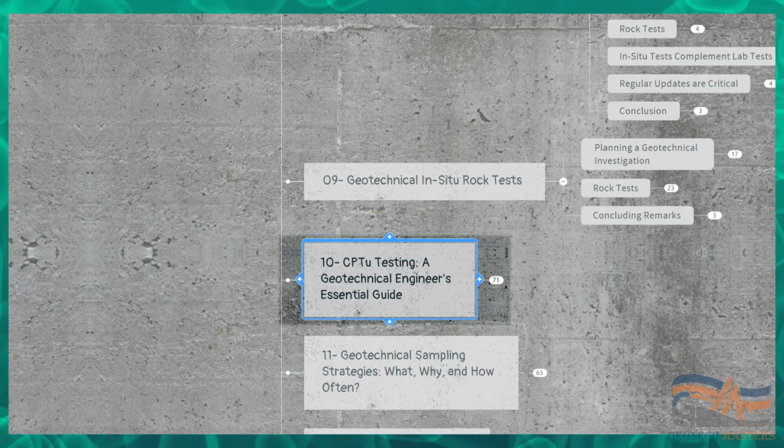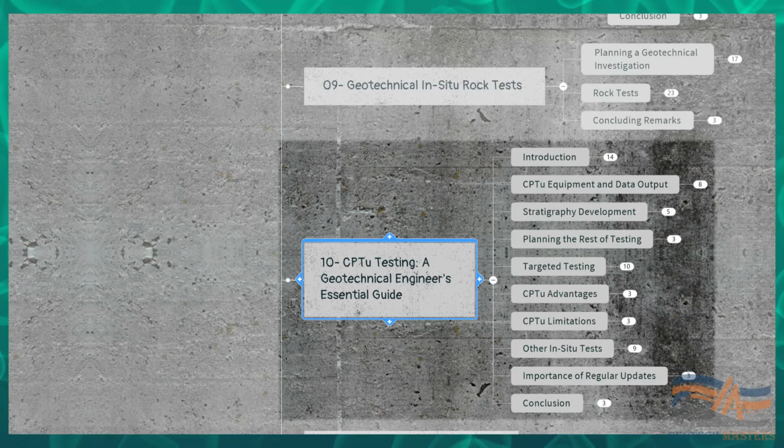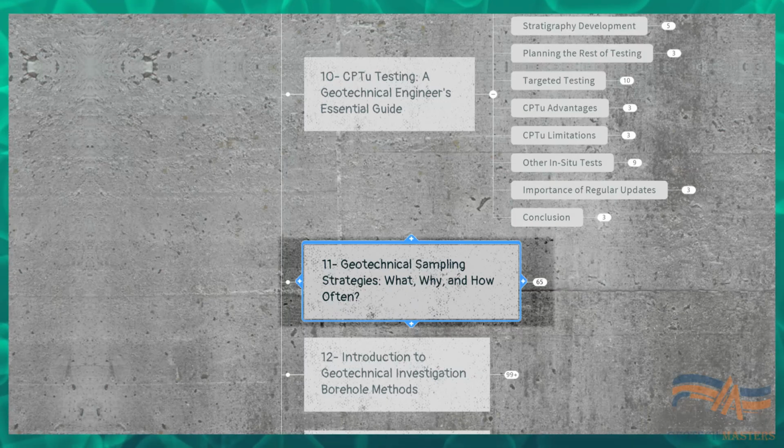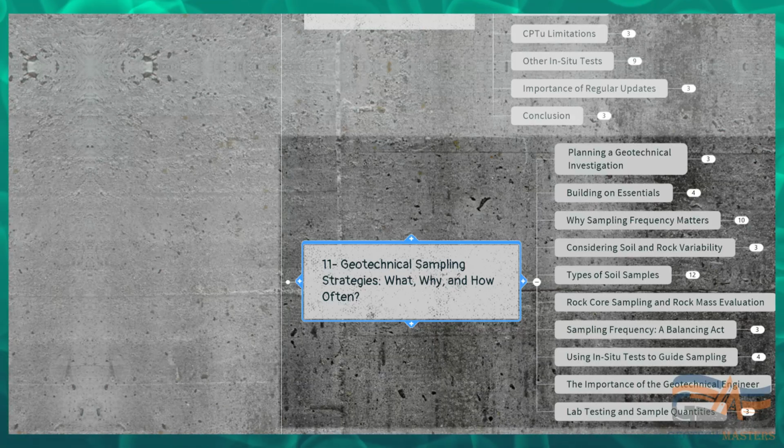Episode 10, Introduction to Pisocone Testing. We'll focus on the Pisocone penetrometer test, exploring its importance, how it aids in planning, and the valuable information we can learn about the ground. Episode 11, Geotechnical Sampling Strategies, What, Why, and How Often. We'll revisit sampling strategies with a deeper dive into why representative samples are crucial and how to adjust our approach based on site variability and in situ testing results.